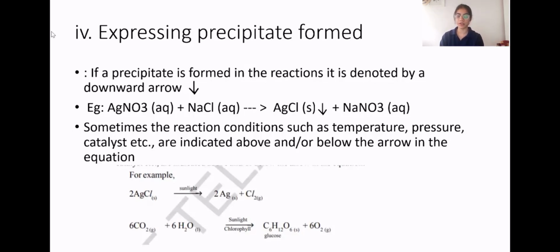Or one more example, when silver chloride in its solid form, in the presence of sunlight, dissociates and gives us just silver and chlorine, one in solid form and the other in gaseous form. So the reaction condition is temperature or heat, which is provided in the form of sunlight. So this is how you can express different ways and make a balanced chemical equation more informative.